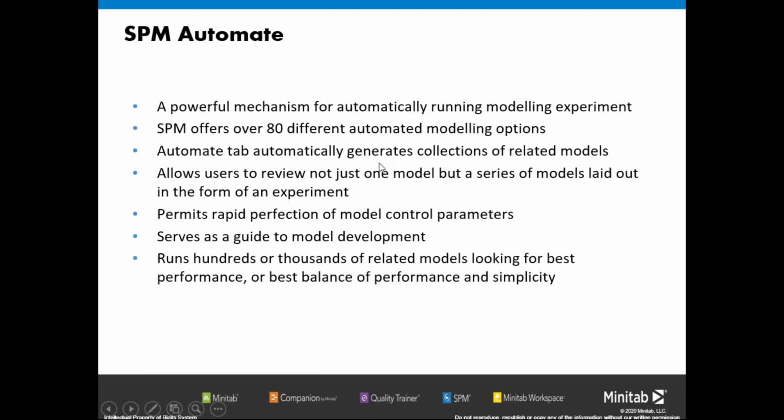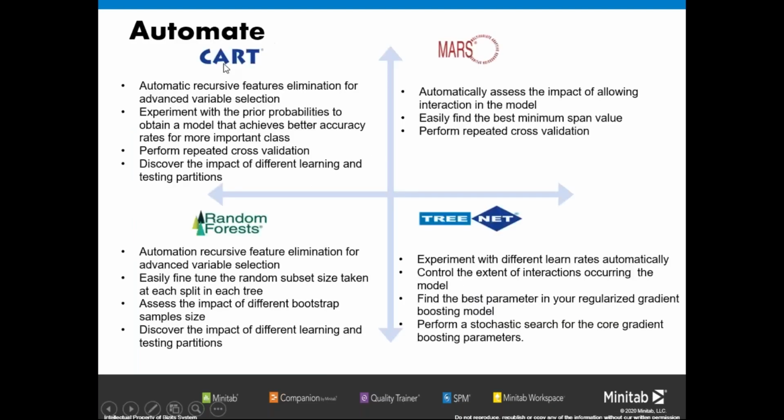It automatically generates a collection of related models, around 100,000 related models, looking for the best performance or the best balance of performance and simplicity. Different models have different Automates, meaning they have different tuning parameters. For example, if you go for CART, this is what Automate can do for CART. This one is for random forest.